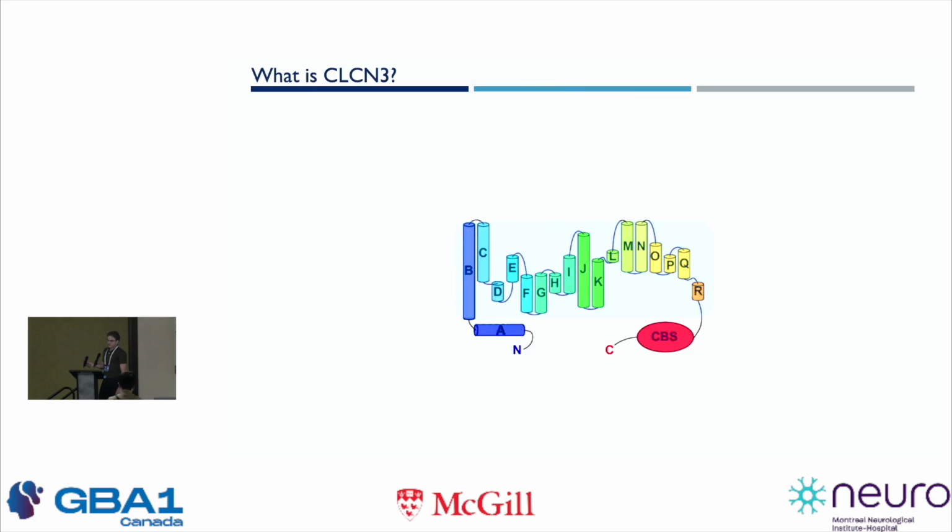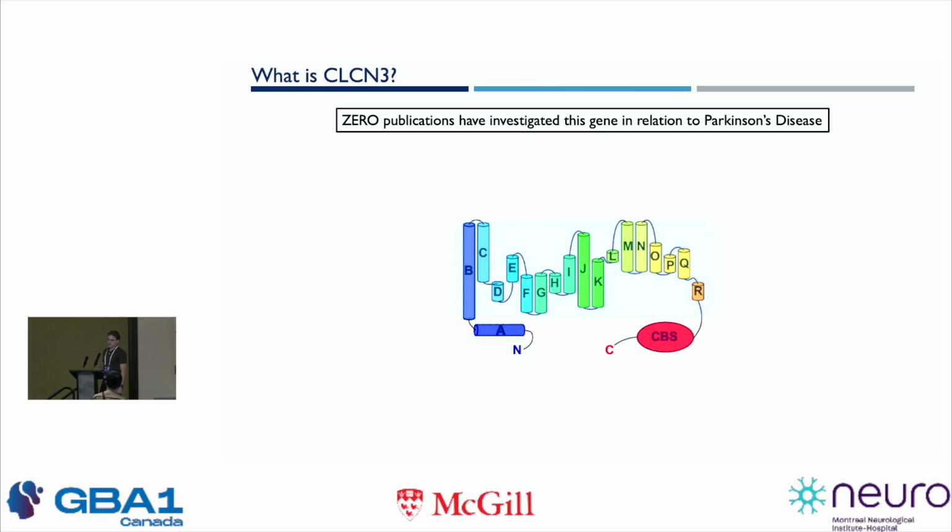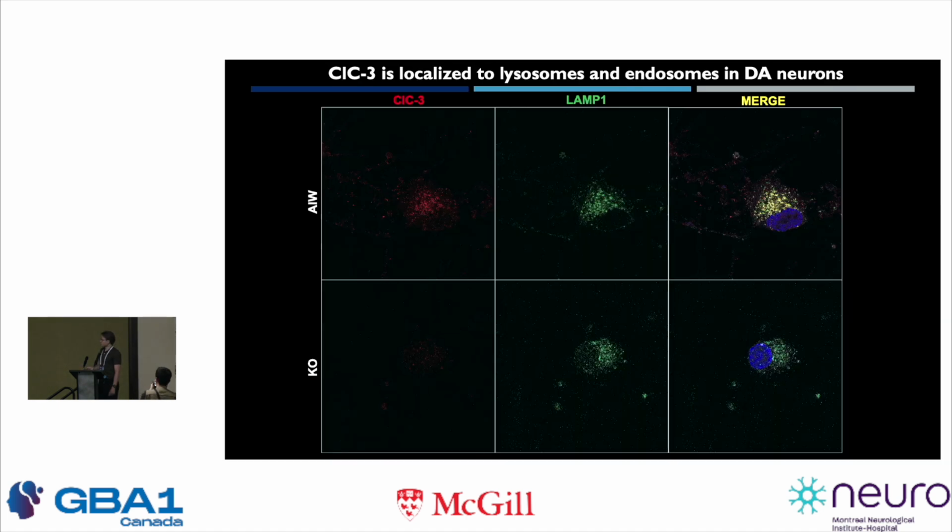Well, unfortunately, there are no papers linking it functionally to Parkinson's disease. But from the literature, we do know that it is a transmembrane protein expected to be on endolysosomal membranes. And so that was the first thing we confirmed in our dopaminergic neurons. We used an antibody to co-stain with LAMP1, where we see strong colocalization. So it is on the lysosome.